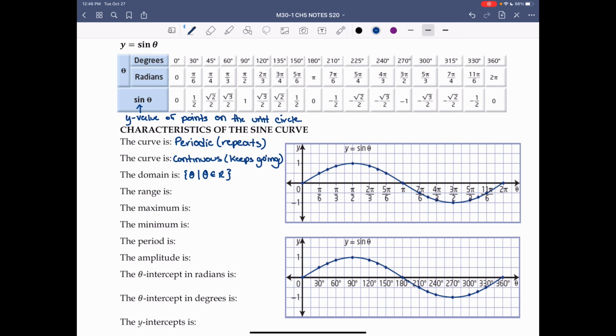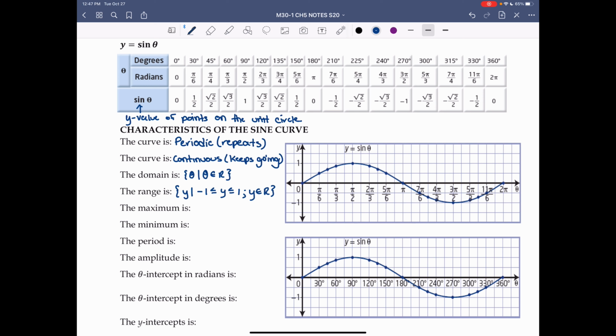In the range, on our graph here, we have a maximum at y equals 1, and we have a minimum at y equals -1. Then our range for y equals sine theta is y such that -1 is less than or equal to y is less than or equal to 1, y is an element of the real numbers.